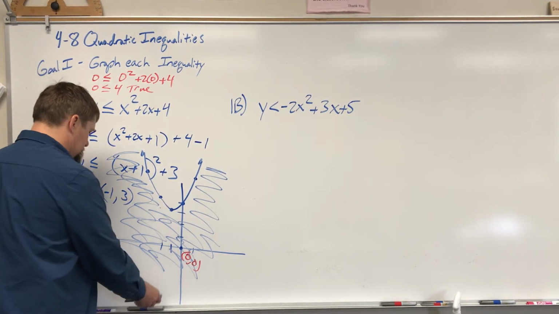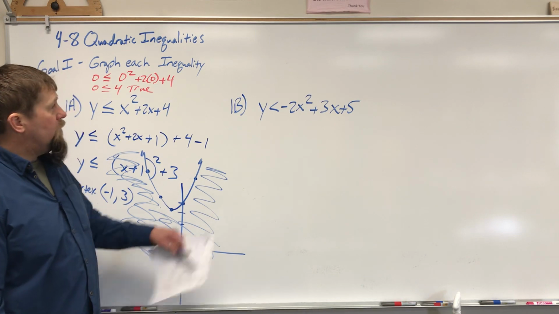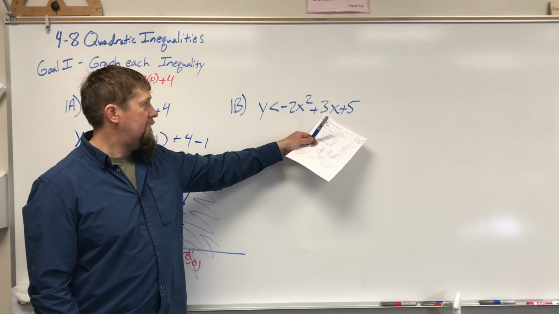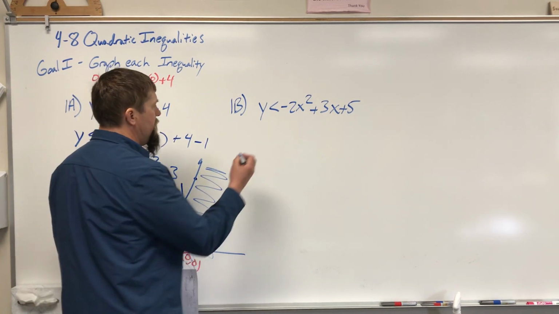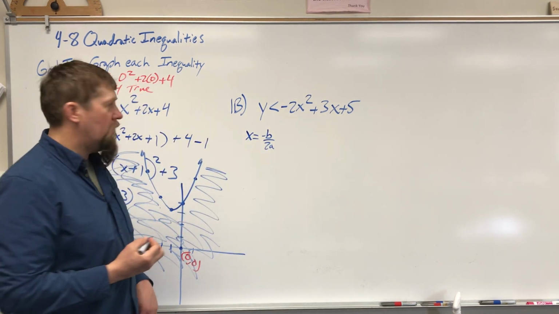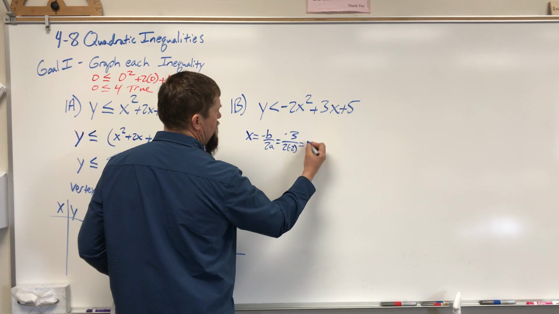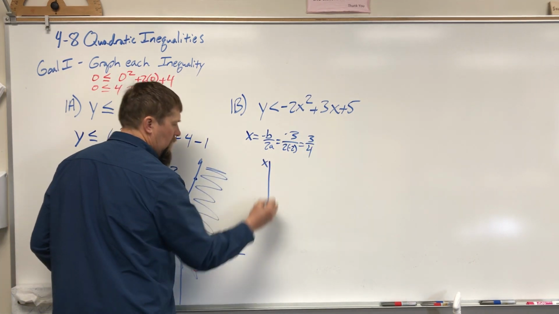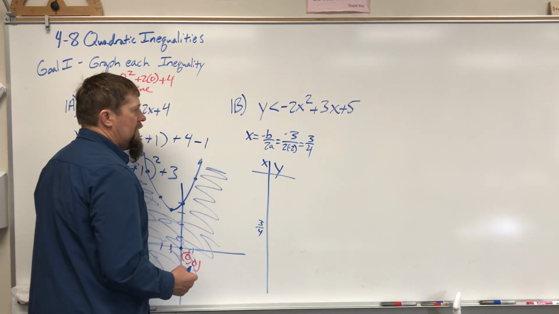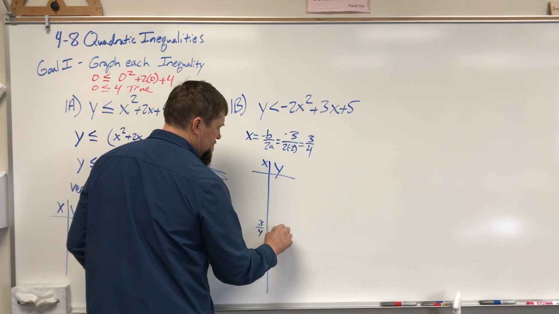Let's do 1b. Now, 1b is a little trickier to use vertex form because we have an a that's other than 1, and we have a b that's odd. So it just becomes a little more tricky. So I'm going to use x equals -b over 2a to find my x coordinate. -3 over 2 times -2 is +3/4. So when I make my table, I'm going to put 3/4 in the center of my table and then plug this back in. I can use my calculator, and it actually comes to 6.125.